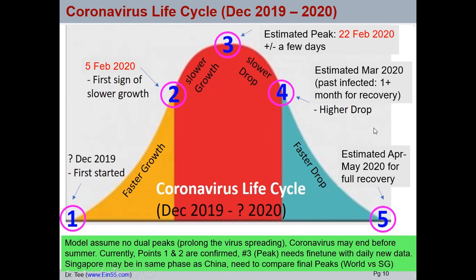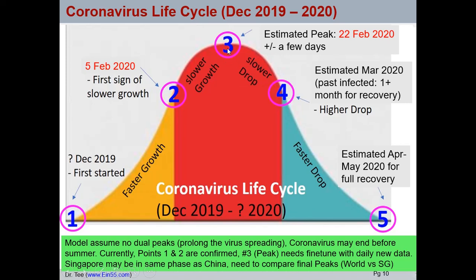So it's estimated, before the next summer comes, let's say around maybe April to May, if everything goes smoothly, the current health crisis on the coronavirus could end. So let's keep our fingers crossed. At the moment, I'll say points one and two could be considered confirmed, and point three is coming soon.